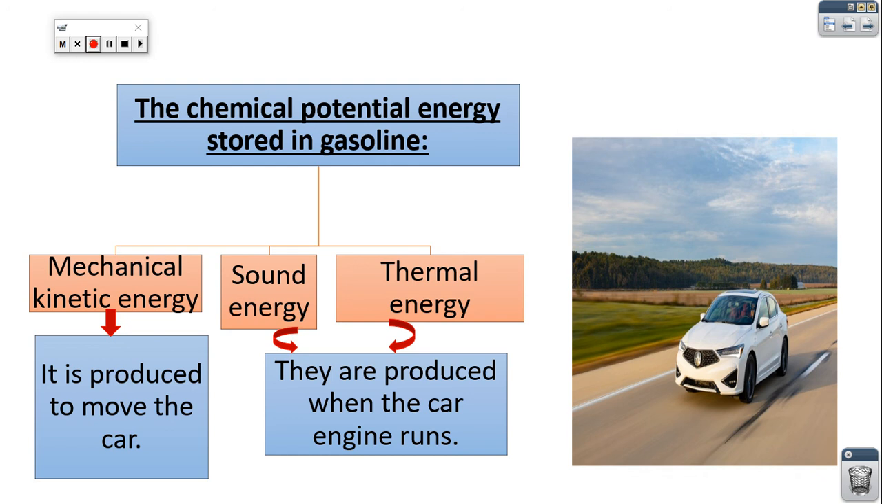So the chemical potential energy in gasoline, when it burns, changes into kinetic or mechanical energy that allows the car to move. When the car starts to move, the engine of the car runs and produces electric energy. This electric energy changes into sound and thermal energy. Sound energy, like the sound of the radio, and thermal energy, like the thermal energy in the air conditioner inside the car.